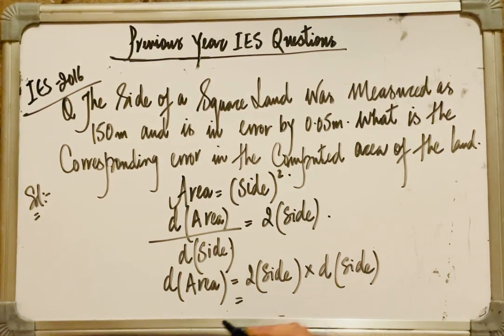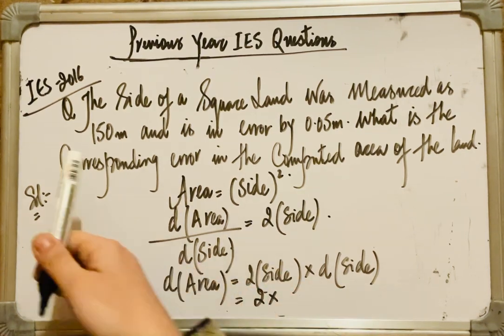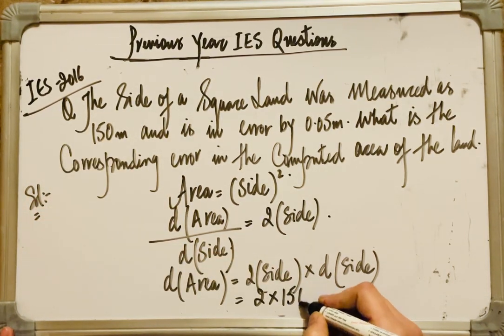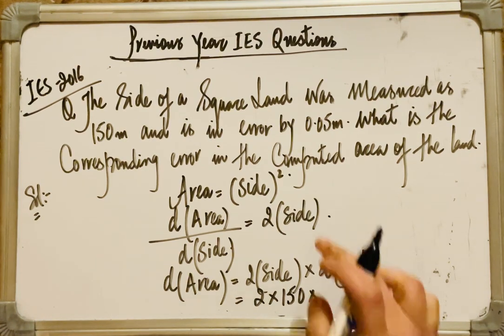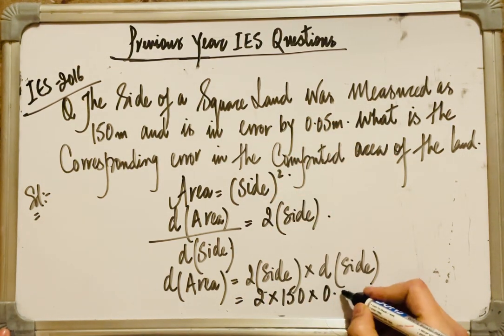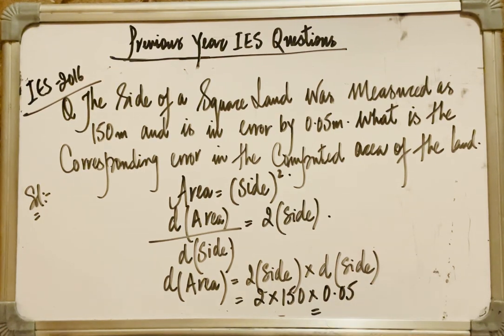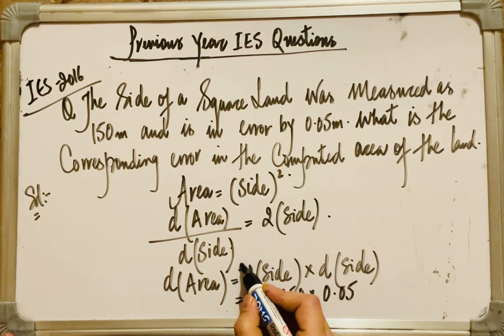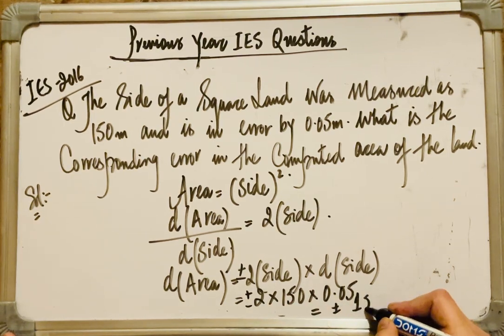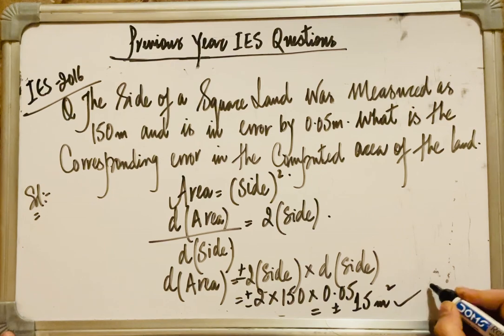That means the corresponding error in the computed area is equal to twice of side. Twice, how much is my side? 150 meters. Multiplied by error in side is 0.05 meters. So by calculations, my corresponding error in the computed area of the land is equal to plus minus 15 meters square. So this was the question as asked in IES 2016 and we solved it. Moving on.